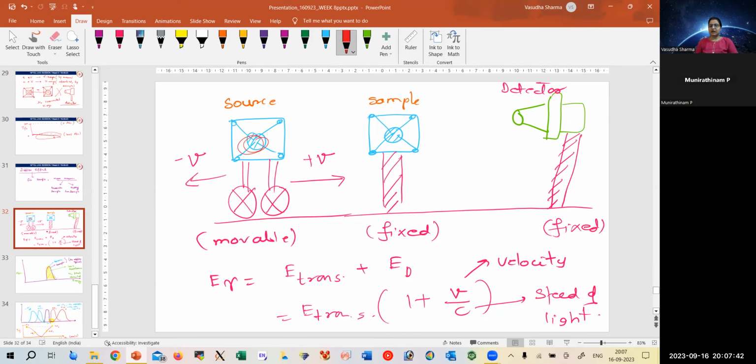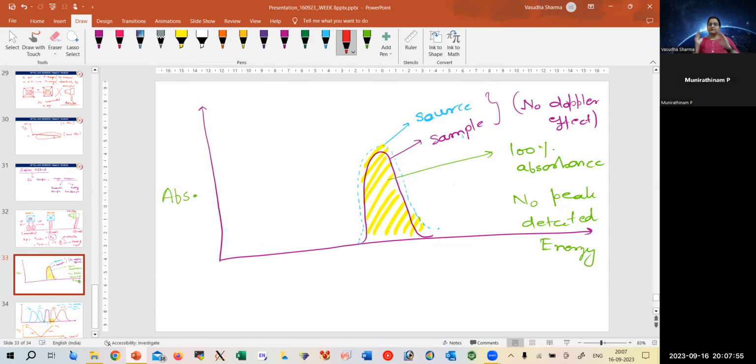So now the gamma energy that is going to be released would be related to the Doppler energy factor, which is nothing but 1 plus V by C, where V is the velocity of the source and C is the speed of light. In the first case, when there is no Doppler effect, that means both the source and sample are in a solid matrix and nothing is moving. So whatever amount of energy is released by the source is taken up by the sample.